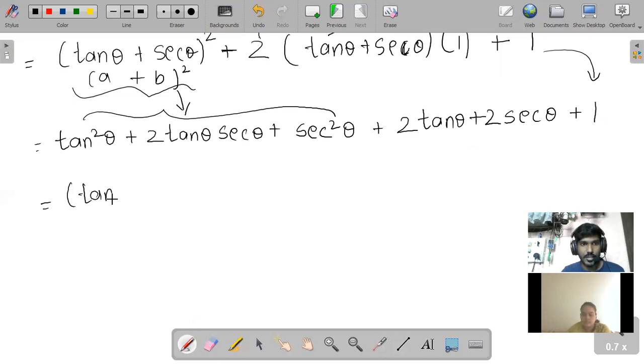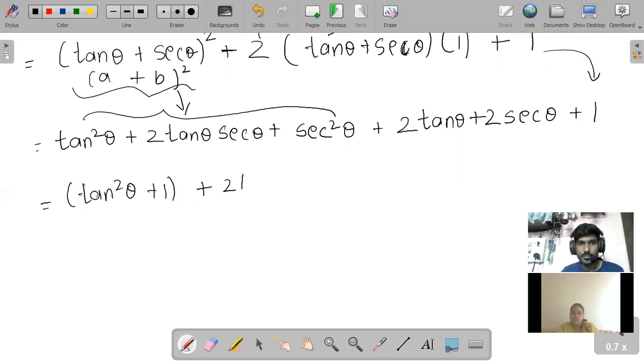First tan square theta, and then what will happen if you do plus that 1? Everywhere there is sec theta, it will not get cancelled. It will get added because the sign is the same. So this will become sec square theta, and here you see we have this sec square theta. So we can add it.